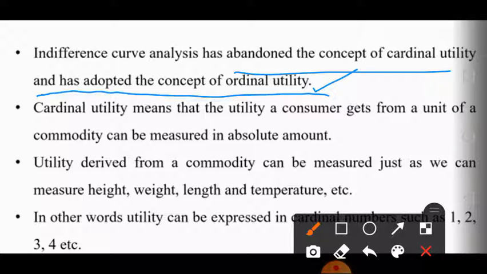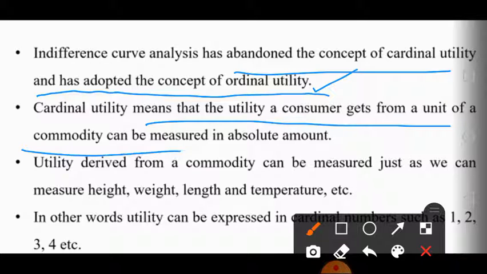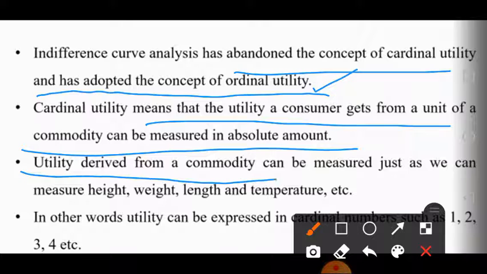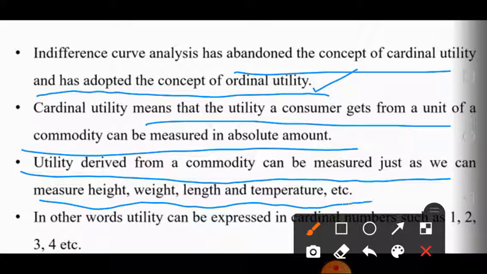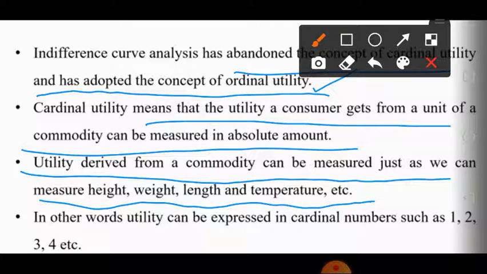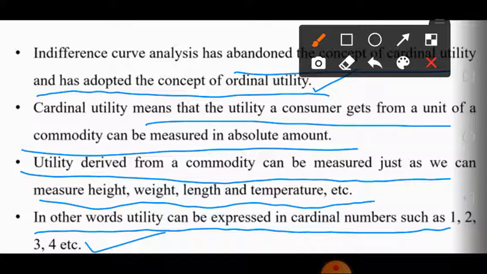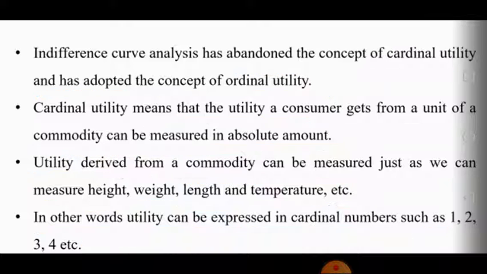Cardinal utility means that the utility a consumer gets from a unit of a commodity can be measured in absolute amount, just as we can measure height, weight, length, and temperature, etc. That was under your cardinal approach. In other words, utility can be expressed in cardinal numbers such as 1, 2, 3, 4, etc. That was the previous approach.